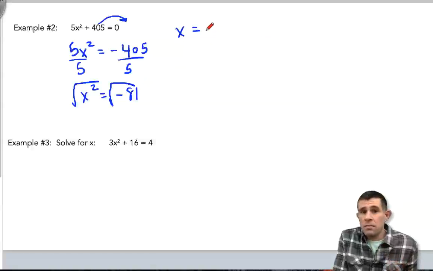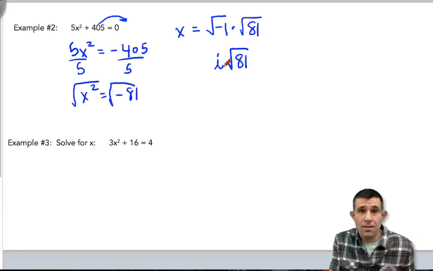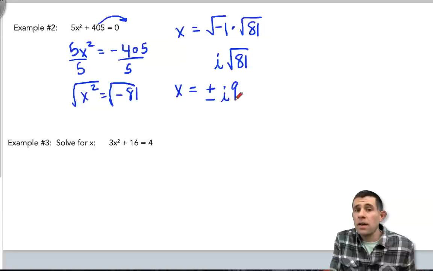Well, again, this can be broken down into the square root of negative 1 times the square root of 81. And I know the square root of negative 1 is simply i times the root 81. Now the square root of 81 is 9. So I say my two solutions here are both the positive and negative values of i times 9. Or you can also rewrite it the other way. You could say it's plus and minus 9i.